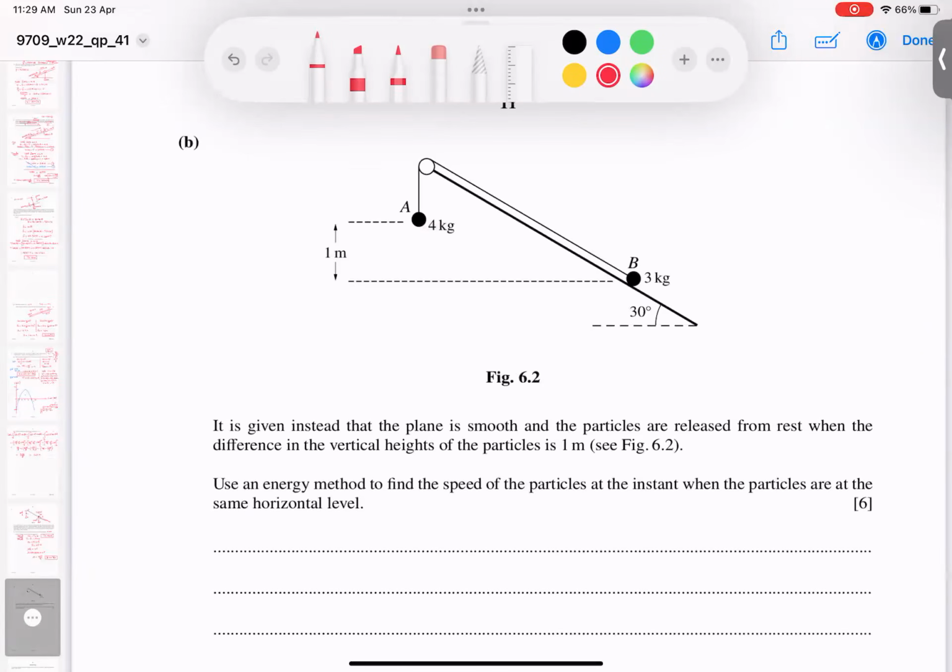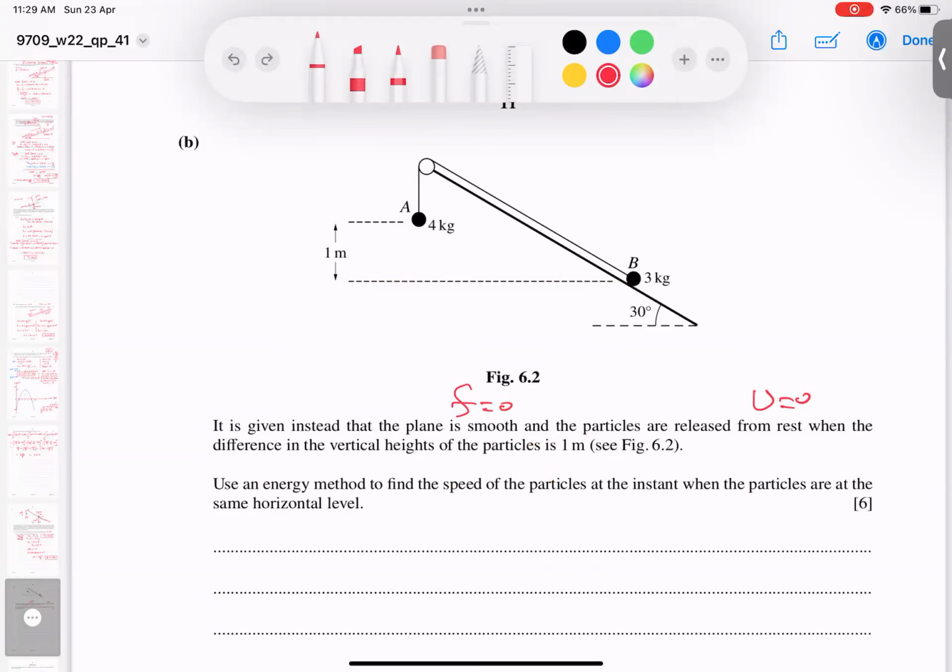This question is saying the plane is now smooth, so no friction is there. Particles are released from rest, which means starting velocity is zero. The difference in vertical height is 1 meter, which means the gap between this particle and the second particle was 1 meter, then they started to move. What a situation. Use the energy method to find the speed of the particles at the instant when they are at the same horizontal level.